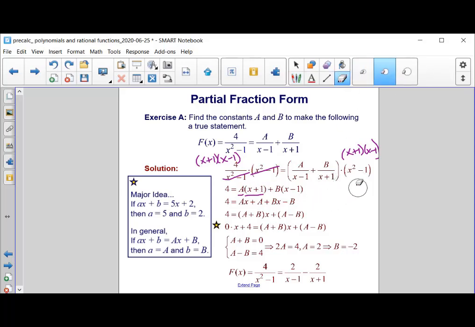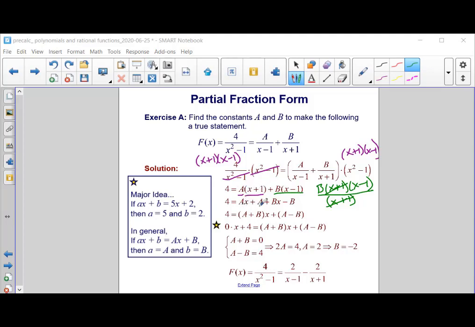If we use the same idea with our b term, meaning we multiply x plus 1 times x minus 1 by b over x plus 1, we end up getting b times x plus 1 times x minus 1 over x plus 1. And in this one, the x plus 1's cancel out, so we're left with b times x minus 1. The next thing that we can do is distribute the a to both terms in the first set of parentheses and get ax plus a. We can also distribute b to both terms in the second set of parentheses and get bx minus b.